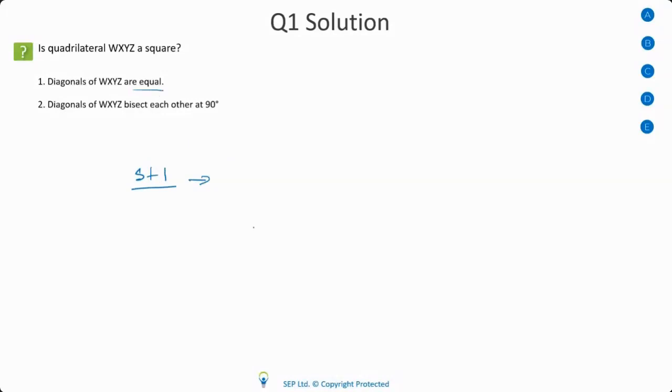Now, if you remember the properties properly, you'll be able to say, okay, diagonals equal. I know that the diagonals are equal in case of a rectangle. It is equal in case of a square. But the question's asking, is it a square? Well, I cannot be sure. There are two possibilities. So this is not sufficient. It will hardly take you 10 to 15 seconds to make this inference.